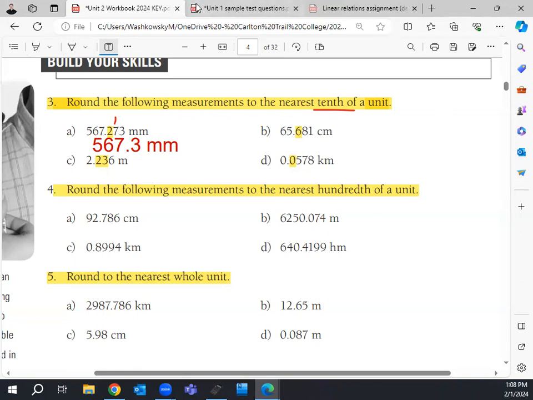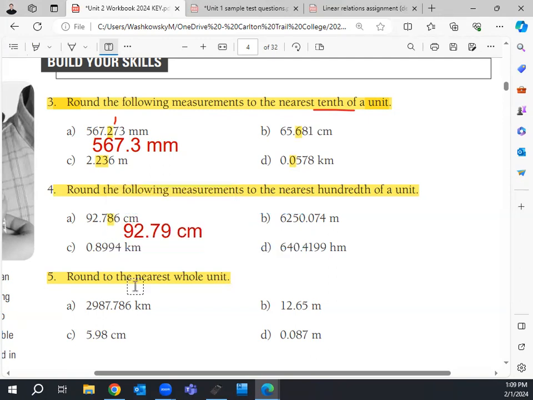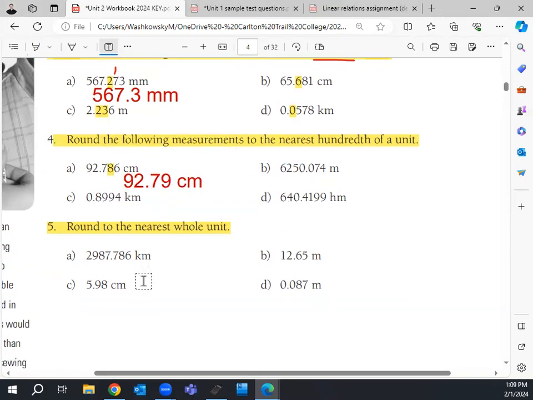Yeah, if you're looking at hundredth of a unit, you're looking at the second decimal point afterwards. This first one here would be 92.79 centimeters. I'll give you 30 more seconds.